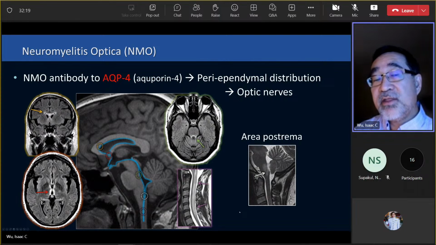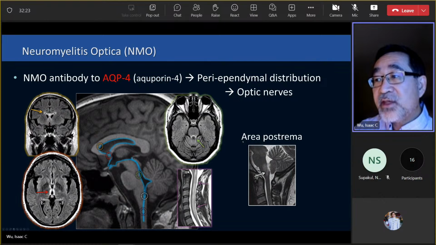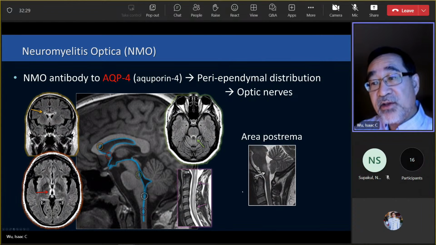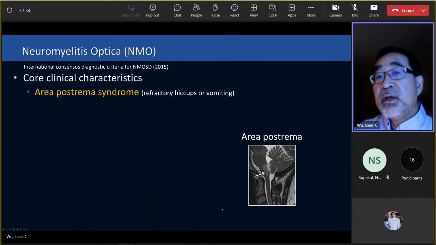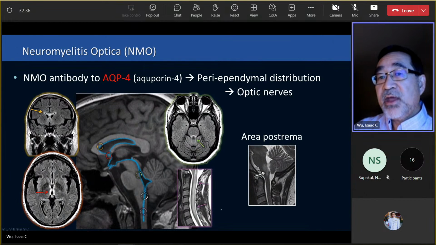And another area to pay particular attention to is right by the obex, by the cranial-cervical junction, the area postrema. Often or sometimes you can see it involved in NMO. So there are various findings that are clustered around this region or the aquaporin-4 rich area.